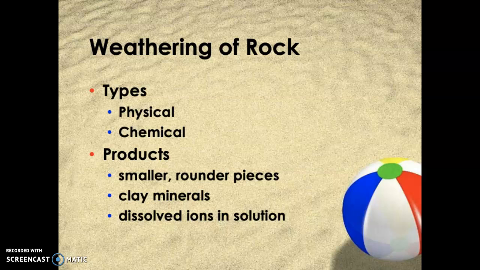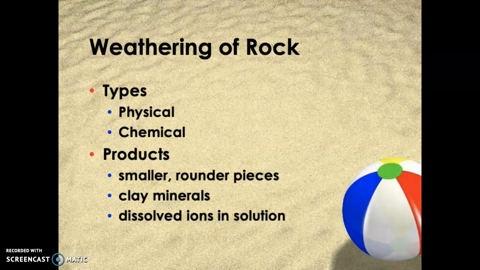Chemical weathering usually involves water or oxygen or both. It can involve some other things as well, but our two big agents, very active at the Earth's surface, are oxygen and water. Water can attack minerals in such a way that it turns them into different minerals. That's where the clay minerals come from. Water can also dissolve certain ions, and then those materials end up in solution.